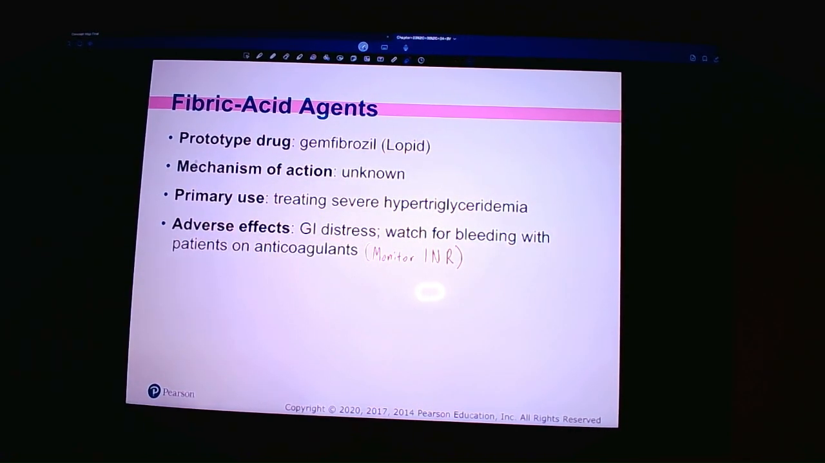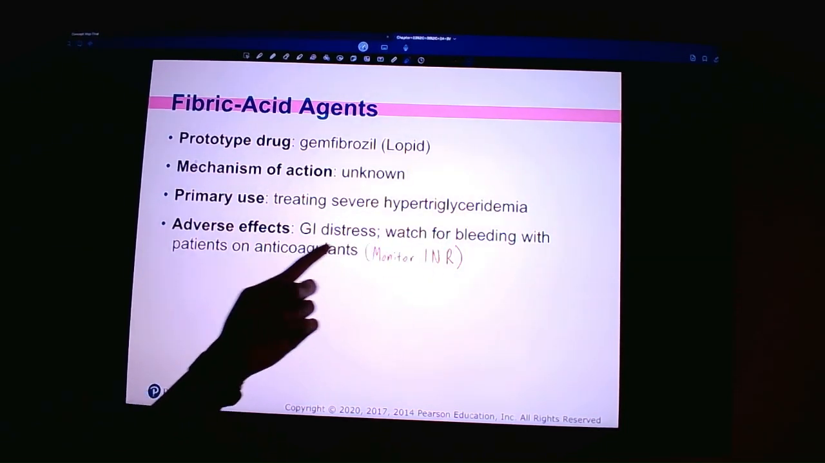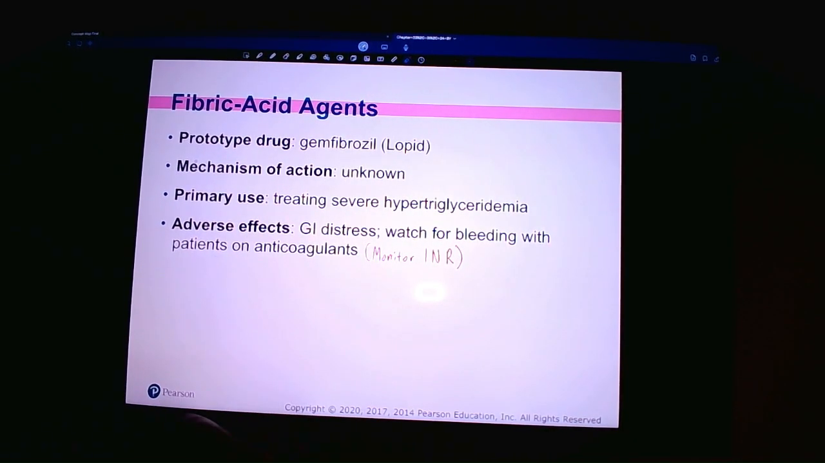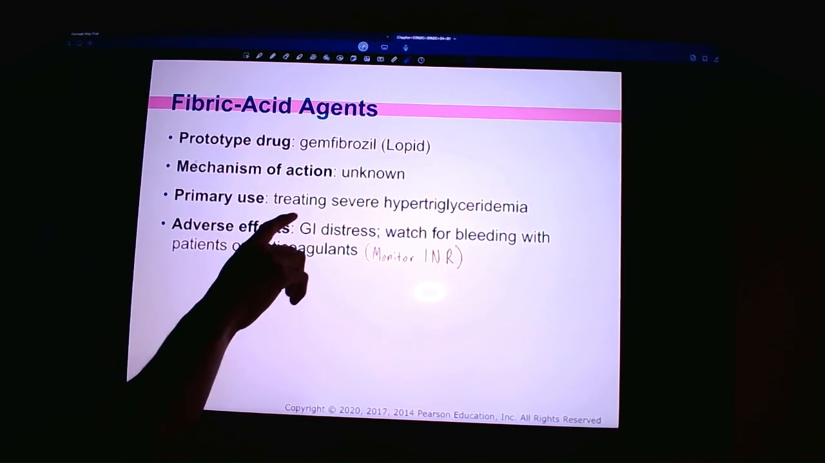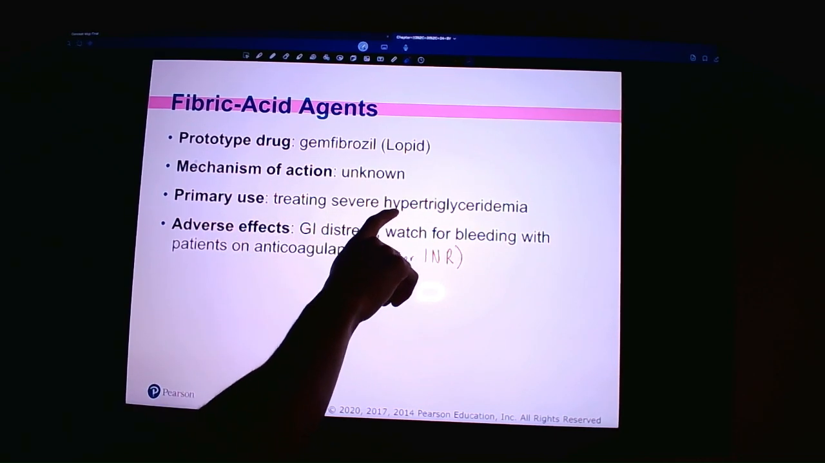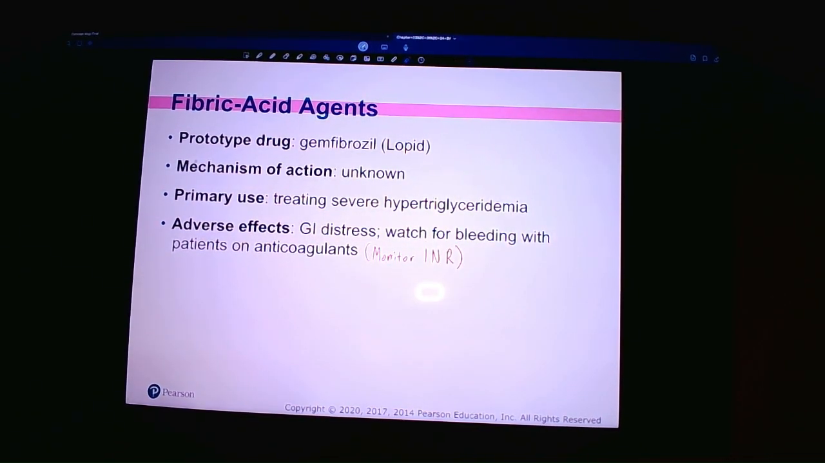Adverse effects, right? GI distress. Watch for bleeding, because it seems like a lot of these drugs have some kind of effect with blood, with anticoagulation meds. So the INR was something that the professor said out loud. She said, "Watch out, monitor INR in that case," so she might be referring to warfarin or something. But in terms of why we said fat ass agents, it's because it's supposed to treat high levels of triglycerides, right? So, there's the fat ass agent. And you know what?